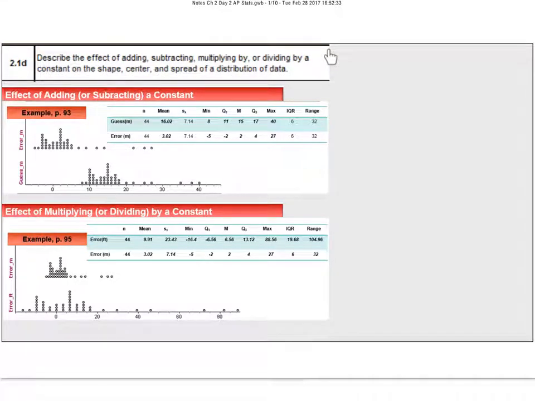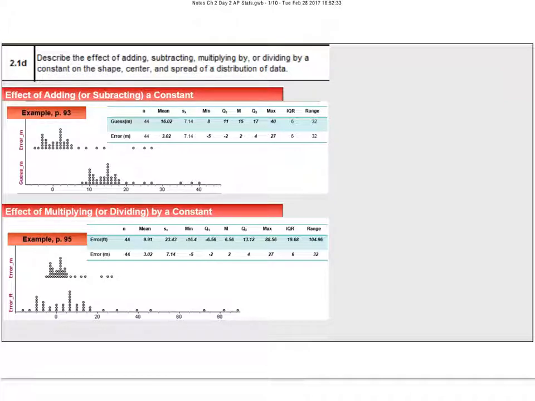In 2.1d, we're going to describe the effect of adding, subtracting, multiplying, or dividing a constant on the shape, center, and spread of the distributions. So basically the SOCS, but not including the outlier. And before we start the notes, just take a look at this example.